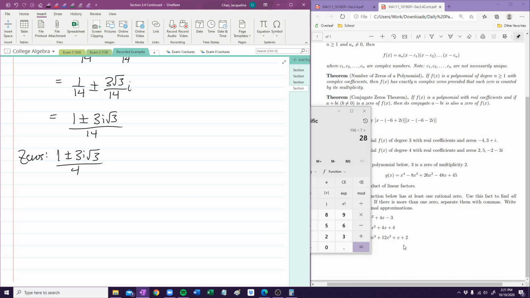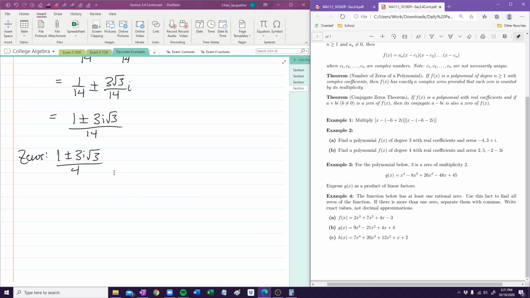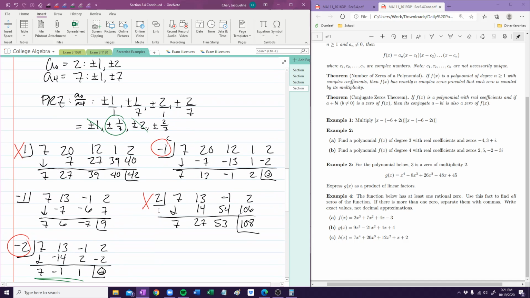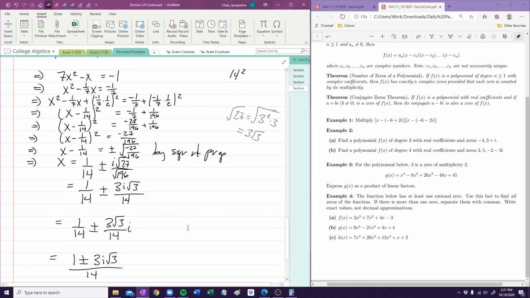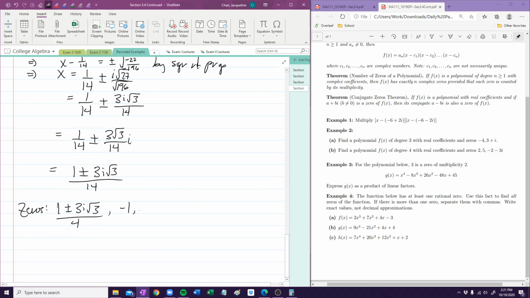But remember, we have a fourth-degree polynomial. These are only 2 of our zeros, so we've got to find the other 2. So going back, I notice they're going to be negative 1 and negative 2. Okay, these are our zeros.